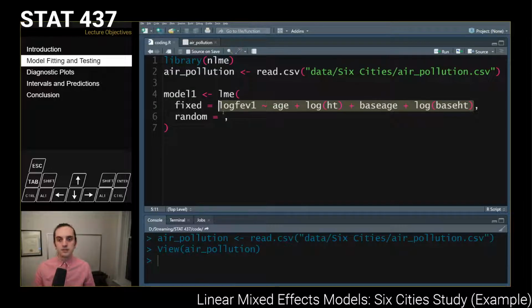Right? So this is just going to be any sort of regression formula where all of your fixed effects are included. For random, we're going to do a similar thing, but instead of including a two-sided formula, we're actually just going to include a one-sided formula. So instead of having our outcome on the left-hand side, we don't put anything on the left-hand side.